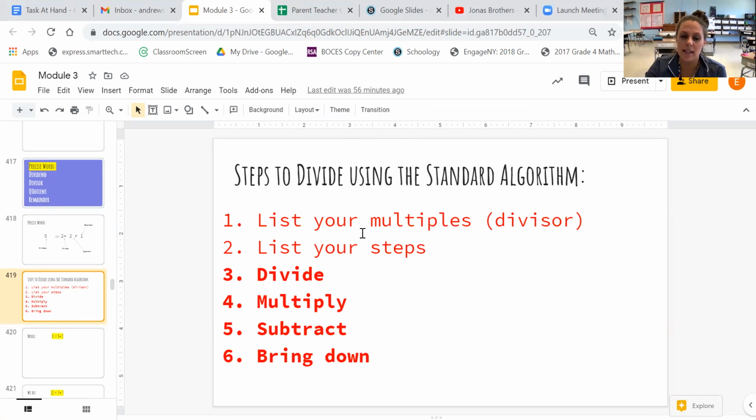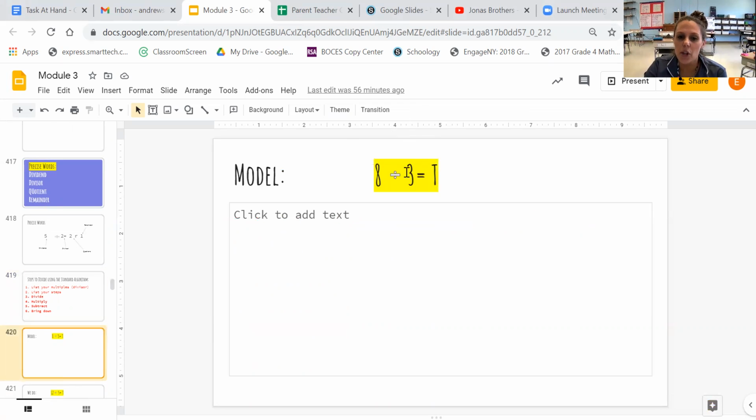So first, let's get started. Our first step is to list your multiples. So we're going to look here at my problem. I'm solving dividend of 8 divided by a divisor 3 equals a quotient of t. We don't know that quotient yet. So first what I need to do is list my multiples.